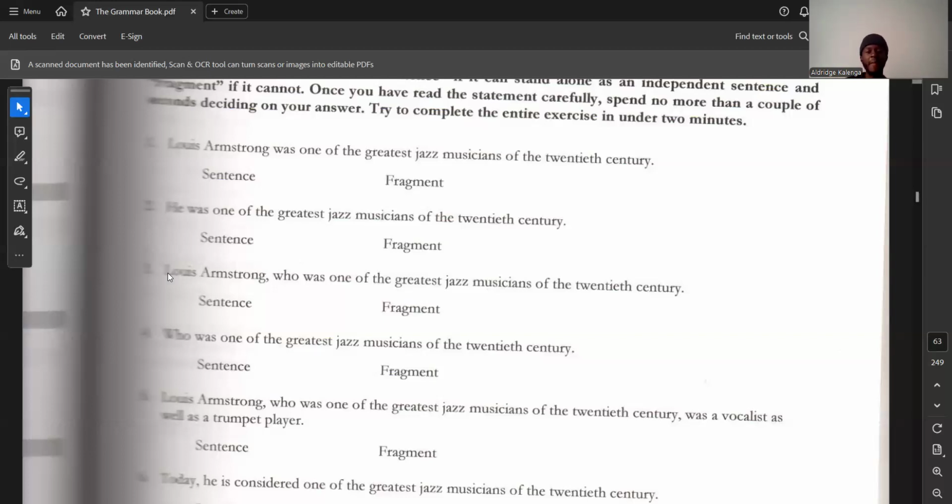Yeah, exactly. You can see that if you go to number five, if we remove what's being sandwiched by a comma, that's actually a non-essential clause. So we can take that out and just say Louis Armstrong was a vocalist as well as a trumpet player, and it still makes complete sense.